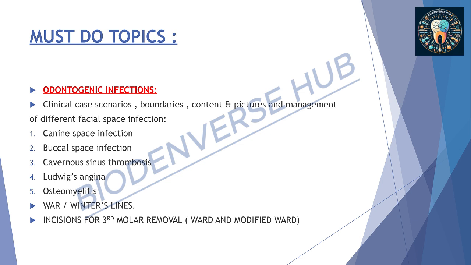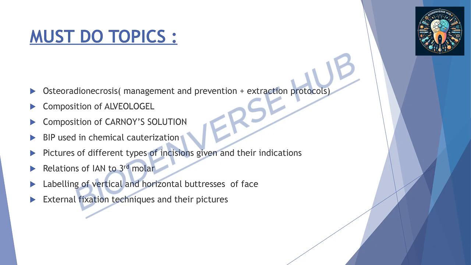After that, we have the war and the winter lines, which you need to do, and then the incisions for third molar removal: different kinds of incisions and flap designs that are used in the removal of an impacted third molar. You need to know about them and also their clinical pictures, as they can come in your OSCE stations, and they will ask you to identify those incisions and flaps and their indications. Then we have osteoradionecrosis.